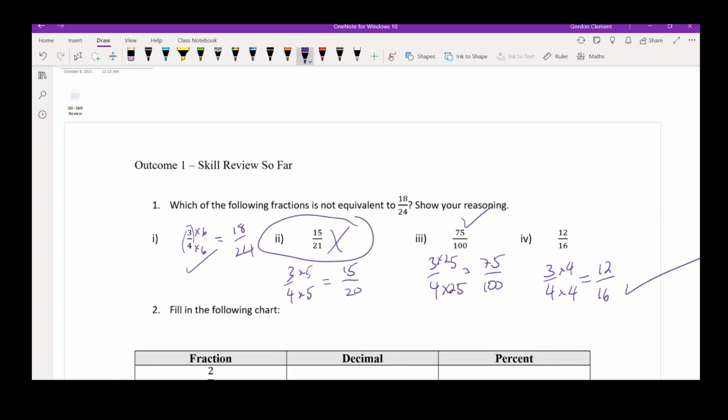The other way to do this question is do 18 divided by 24, and you'll see that that's 0.75. And then you can just do 3 divided by 4, you'll get the same decimal. 15 divided by 21, though, is 0.71. So you see that that one's not a match that way. So those are the two ways you can handle that problem.